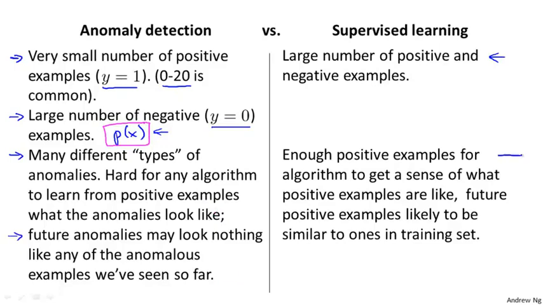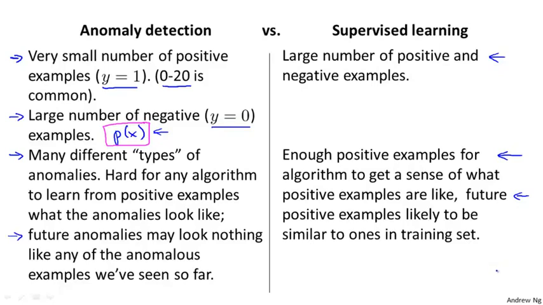In contrast, in some other problems, you have enough positive examples for an algorithm to get a sense of what the positive examples are like. And in particular, if you think that future positive examples are likely to be similar to ones in the training set, then in that setting, it might be more reasonable to have a supervised learning algorithm that looks at a lot of positive examples and a lot of negative examples, and uses that to try to distinguish between positives and negatives.